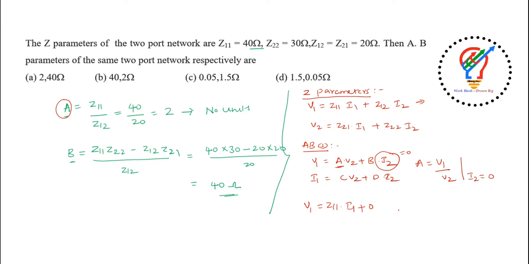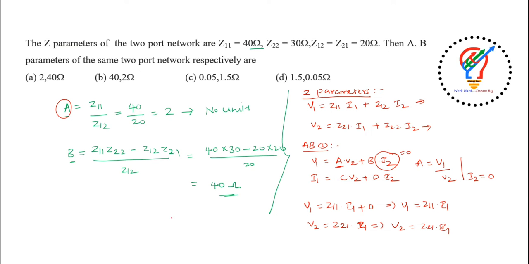Okay, now that implies V1 is equal to Z11 into I1. Similarly, apply here also, second case. So what will we get? V2 is equal to Z21 into I1. That implies V2 is equal to Z21 into I1.